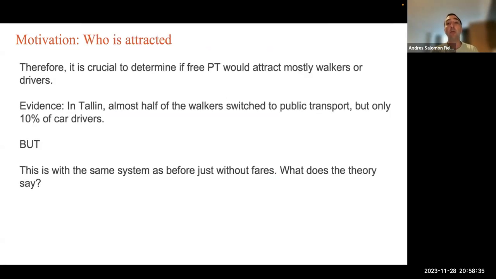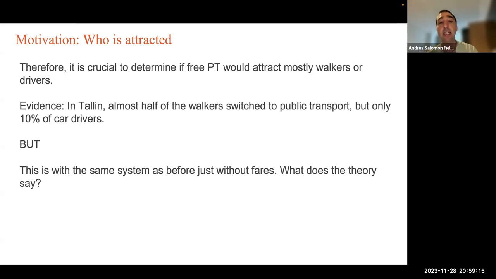It is crucial to determine whether free public transport will attract mostly walkers or mostly drivers, especially if one of the reasons is sustainability. There is a bit of evidence, not a lot, because there are not so many places where we have free public transport. The flagship case is typically Tallinn. Tallinn is the capital of Estonia, about 500,000 inhabitants, and they implemented free public transport for people living in Tallinn about 10 years ago. So there is already quite some evidence accumulated there.